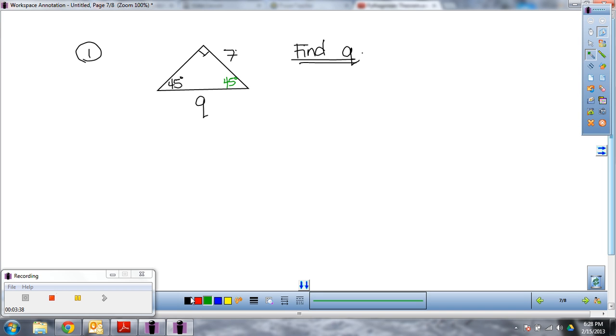So to get started, we can write our formulas out. We know that across from the 45-degree angle is represented by x. Across from the other 45-degree angle is also represented by x because these are congruent. And lastly, our 90-degree angle is represented by x square root of 2. So we want to think, what information do we have? We're trying to find the measure that's across from the 90-degree angle. We're looking for Q. So this is what we're trying to find.